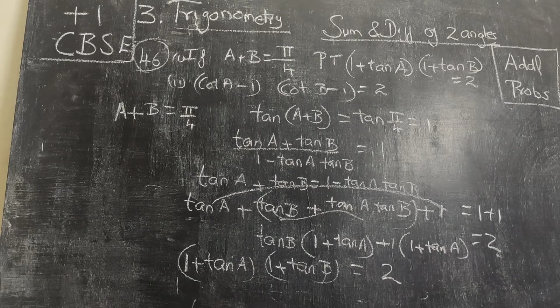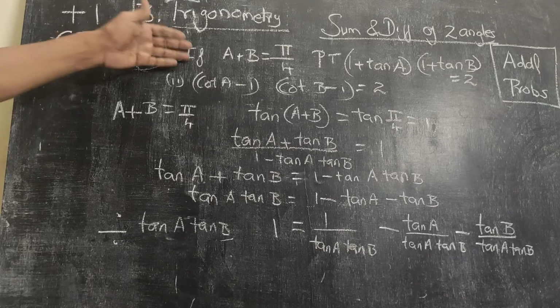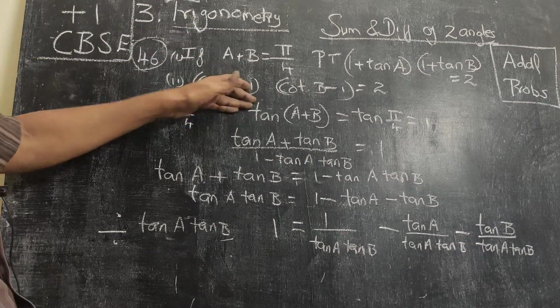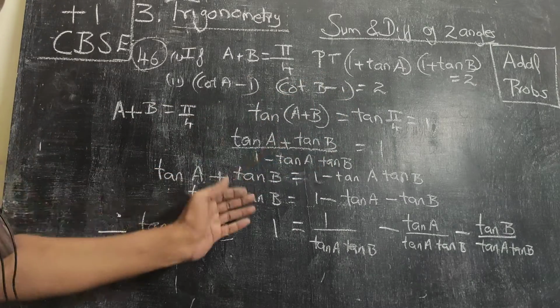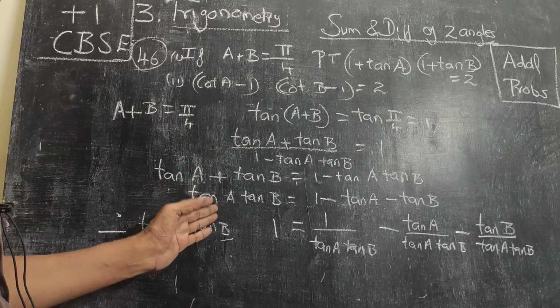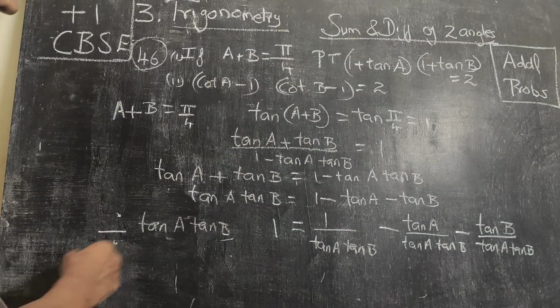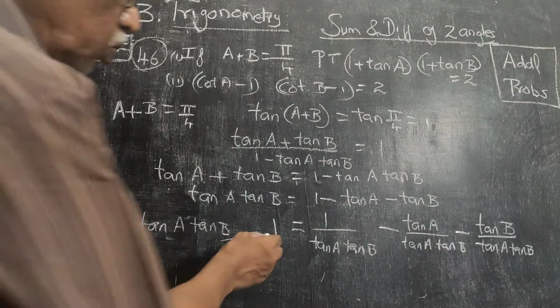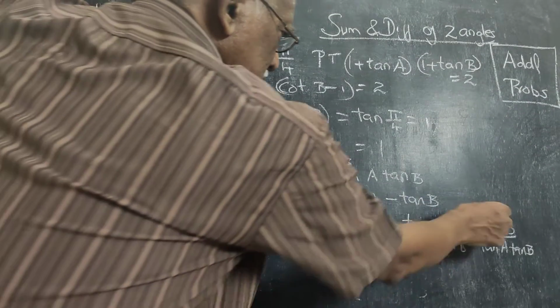Now I go for the second part. For the second part also, you go ahead as we have done in the first part. You get up to this, cross multiply, and then what you do is tan a tan b you take it to this side, and this tan a tan b you take it that side. Divide by tan a tan b on both sides, we get 1 here, and this is 1 by tan a tan b, and minus tan a by this and minus tan b by this.